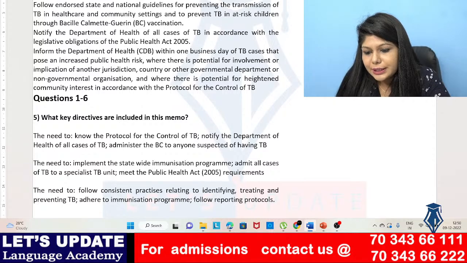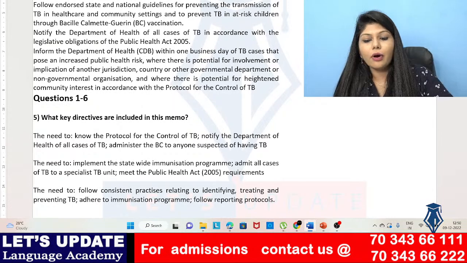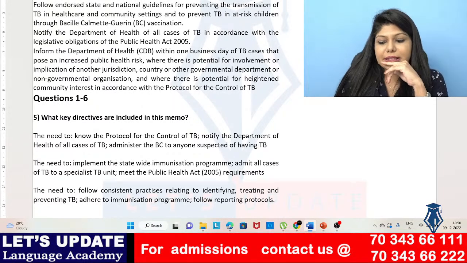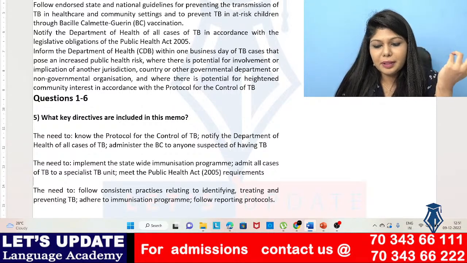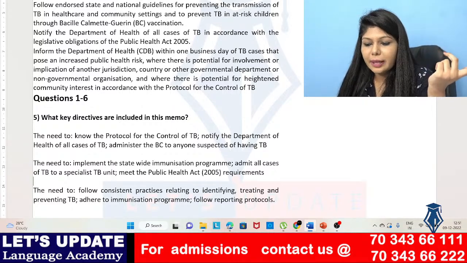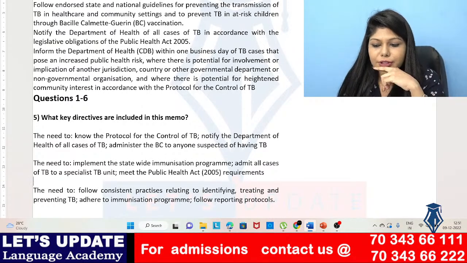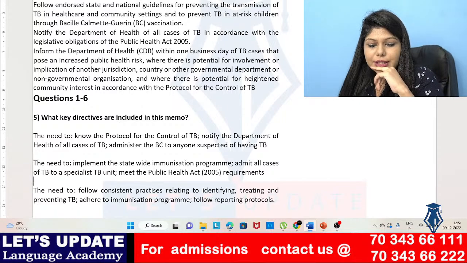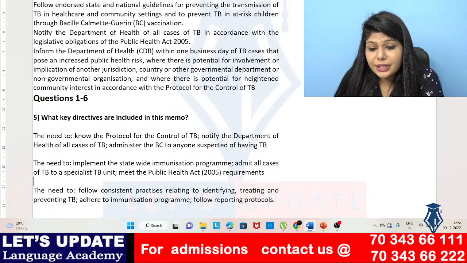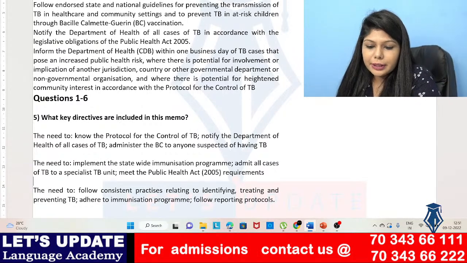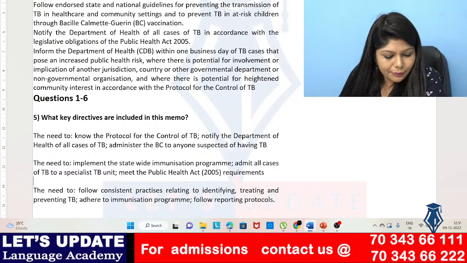The first option is the need to know the protocol for the control of TB, notify the Department of Health of all cases of TB, administer the BCG to anyone suspected of having TB. Second option, the need to implement the statewide immunization program, admit all cases of TB to a specialized TB unit, meet the Public Health 2005 requirements. Third option is the need to follow consistent practices relating to identifying, treating and preventing TB, adhere to immunization program, following reporting protocols. So what do you think the answer is?